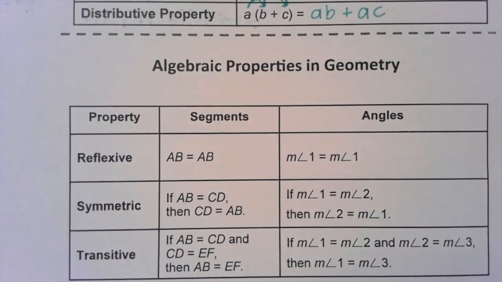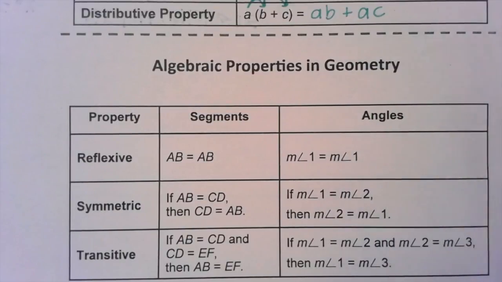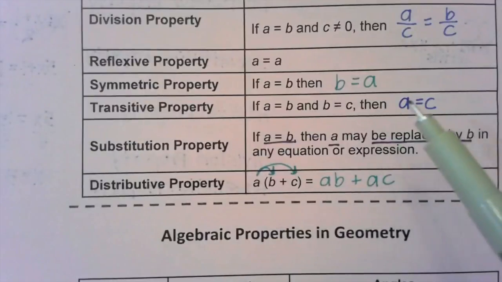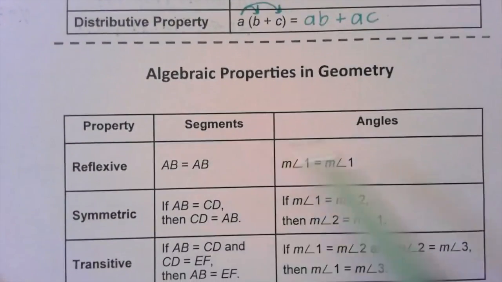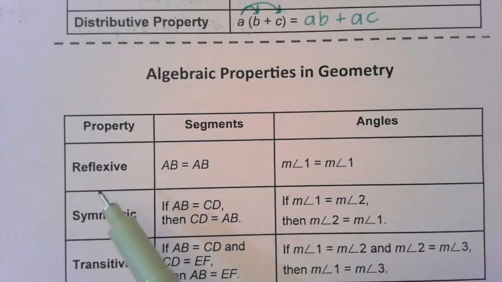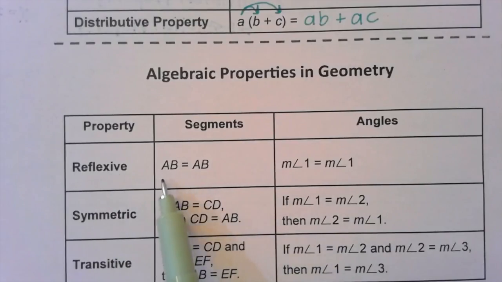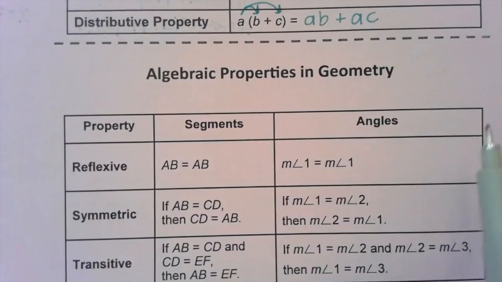Now we're going to go over the algebraic properties in geometry. So it's just like the properties of real numbers that we talked about up here, and we're just applying it to segments and angles. So it's the exact same thing. We already talked about reflexive, symmetric, and transitive, but we're applying it specifically to segments and angles. So reflexive is that AB equals AB. That segment equals itself. And same thing with angles. The measure of angle 1 is equal to the measure of angle 1.